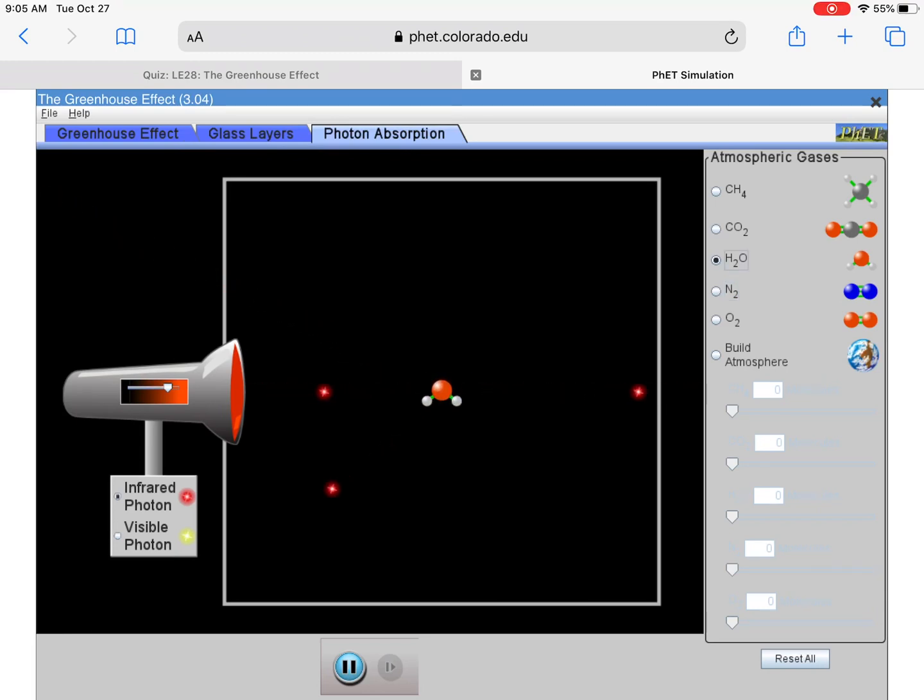There you can make your observation of what is happening to water with those infrared photons. Here we have carbon dioxide. You can also make your own observation there. And then methane, you can make your observation there. So this information should help you get to the correct answer for question 3 on your lesson today.